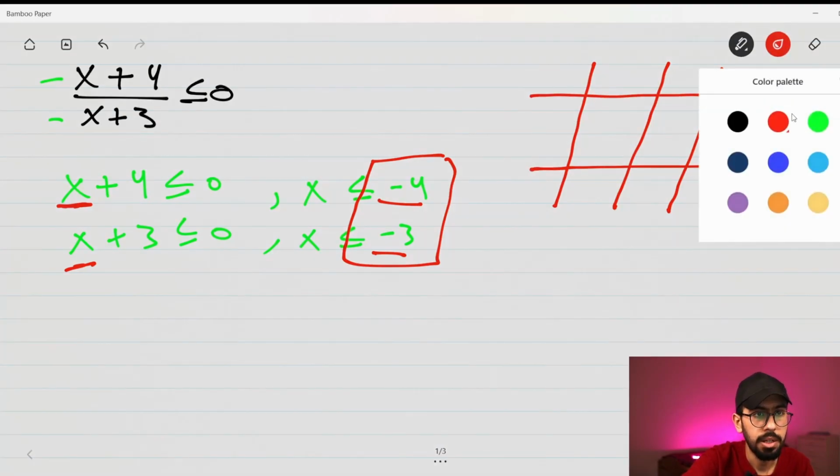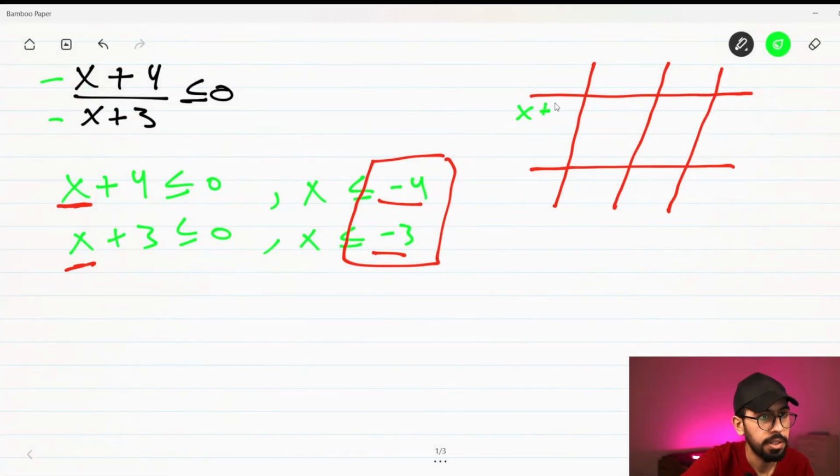And we put our expressions here, x + 4 and x + 3. And in the first line here, put minus infinity. And here we need to put the closest number to minus infinity, which is minus 4. On the number line, minus 4 is the closest to minus infinity. And then minus 3 here.